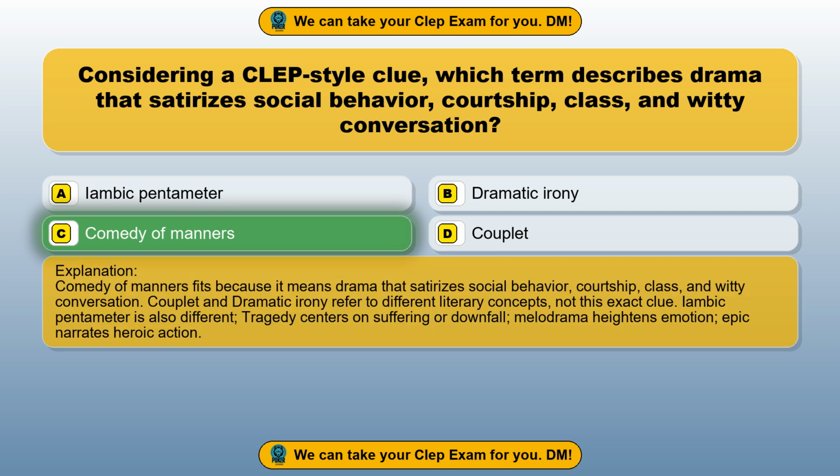Comedy of manners fits because it means drama that satirizes social behavior, courtship, class, and witty conversation. Couplet and dramatic irony refer to different literary concepts, not this exact clue. Iambic pentameter is also different. Tragedy centers on suffering or downfall, melodrama heightens emotion, epic narrates heroic action.